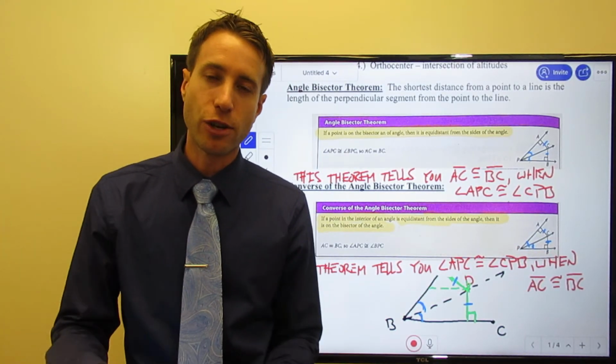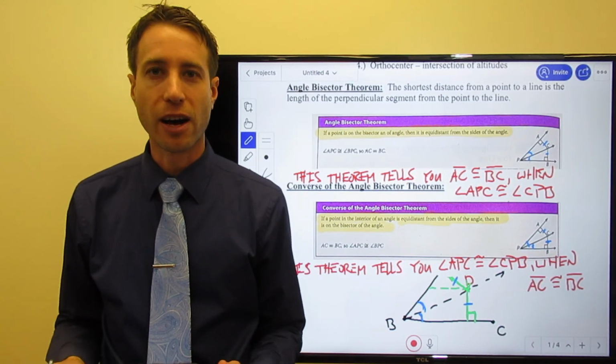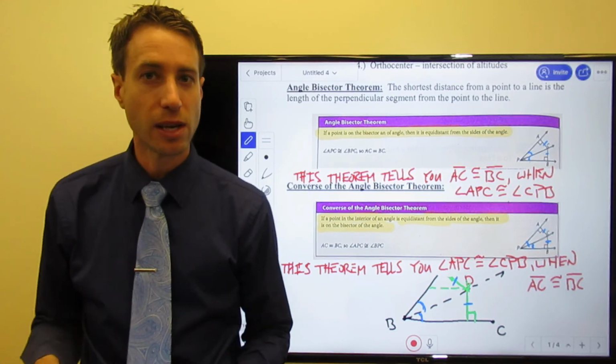What we'll do on the next page of the notes is take a look at a couple of problems and how we can use these two theorems to figure out unknowns. So head on over to the next page of the notes. I'll meet you guys there.